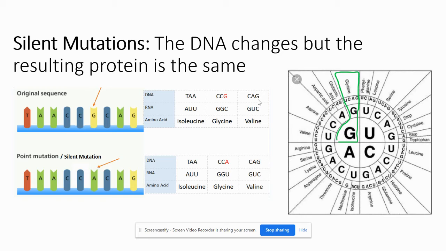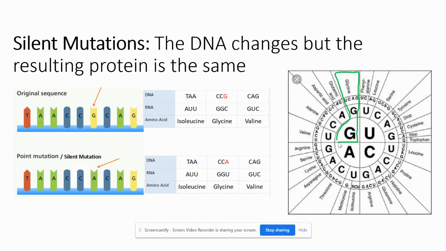Now remember, to get from DNA to protein, you have to discover which amino acid it codes for. So we first do DNA, and then we transcribe it into RNA, and then we translate it into an amino acid. And then in theory, this amino acid is a protein. Okay, so now look, there is a change here. CCG has mutated to CCA.